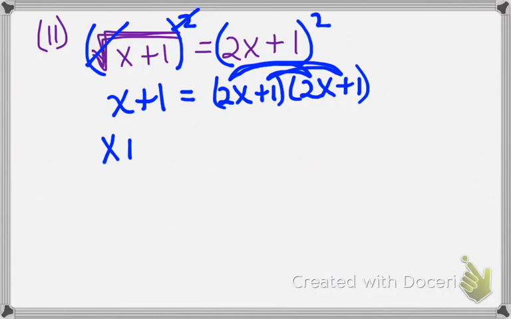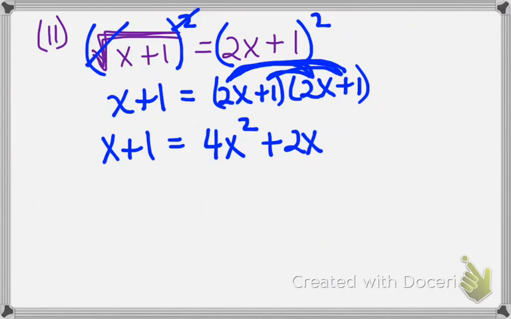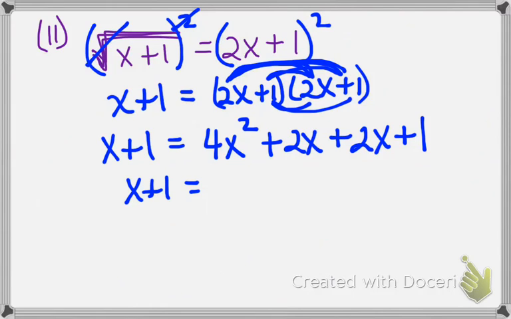So that's going to be x plus 1 on the left equals 2x times 2x plus 2x times 1 plus 1 times 2x plus 1 times 1. So first times first, outside times outside, inside times inside, and last times last. So this is x plus 1 equals 4x squared. I have 2x twice, so that's going to be 4x plus 1.